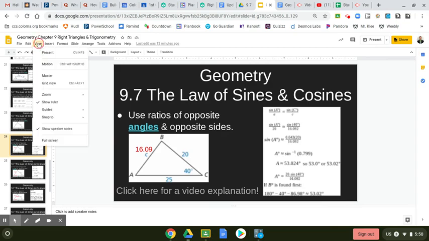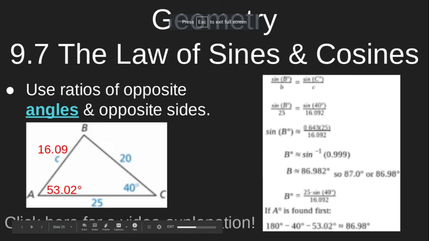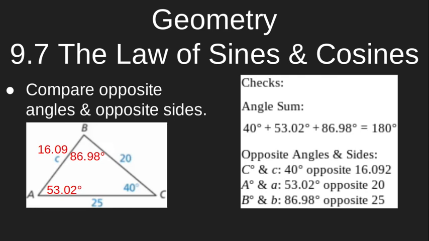Go back and finish things up in the slide and show that we're checking our answers. You can set things up with law of sines to find angle B, or you can also just subtract from 180. And at the end, make sure all your answers make sense. The angles need to add up to 180 degrees. They do. And the smallest angle should be opposite the smallest side. It is, 16.092, and 40 degrees are opposite. The medium angle should be opposite the medium side. 53.02 degrees is opposite the side length of 20, and the biggest angle should be opposite the biggest side.